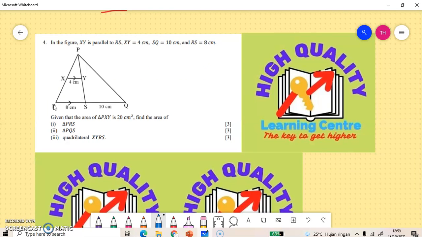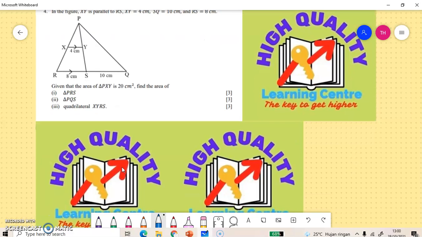Next, number 4, the picture is like this. XY is parallel to RS, 4 and 8. SQ is 10, RS is 8. Find the area of PRS. Here, the area of PXY is 20. So we can use the ratio between the area of PXY and the area of PRS. They are similar.